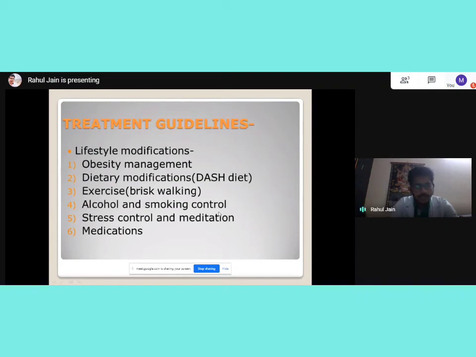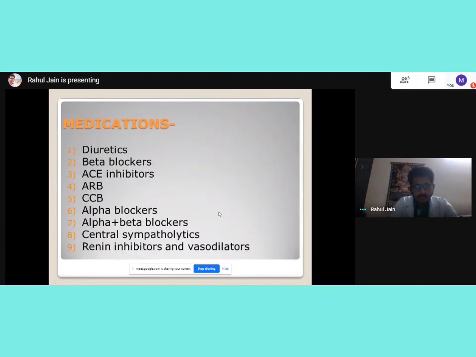And ultimately coming to medications, which we will eventually prescribe to the patient, but lifestyle modification is also very important. Coming to medication, there are multiple medications available. I'll just cite a few names. In diuretics, we have thiazide diuretics, for example chlorothiazide. We have loop diuretics, furosemide. We have potassium-sparing diuretics, aldosterone receptor blockers, beta blockers, alpha blockers, alpha plus beta blockers. Then ACE inhibitors and angiotensin receptor blockers.